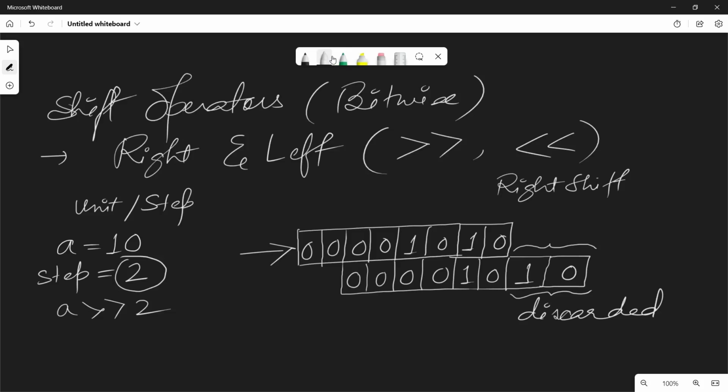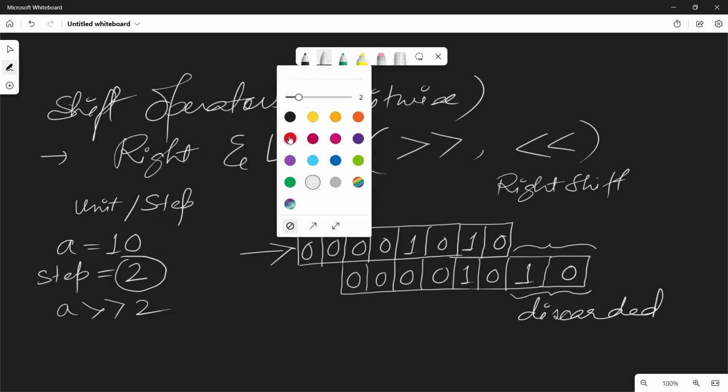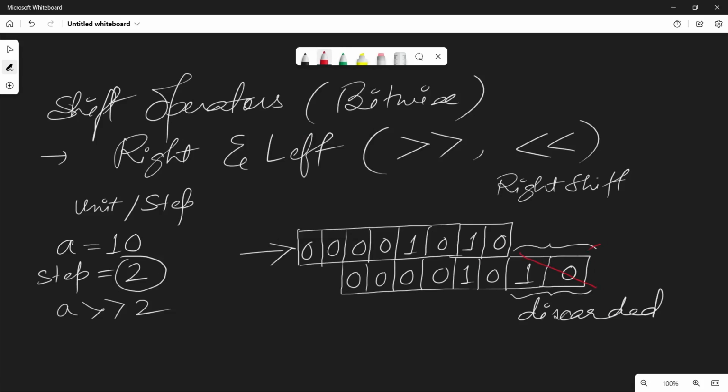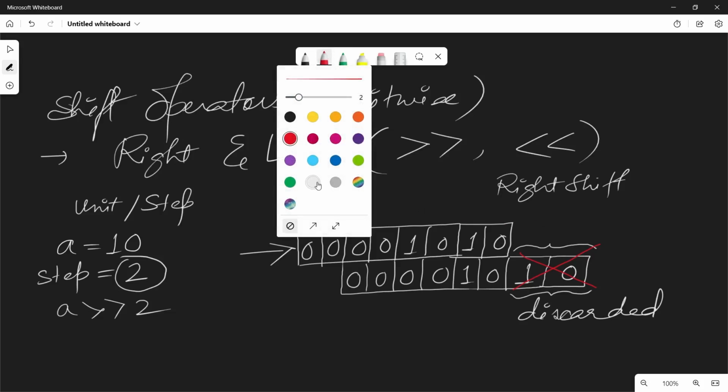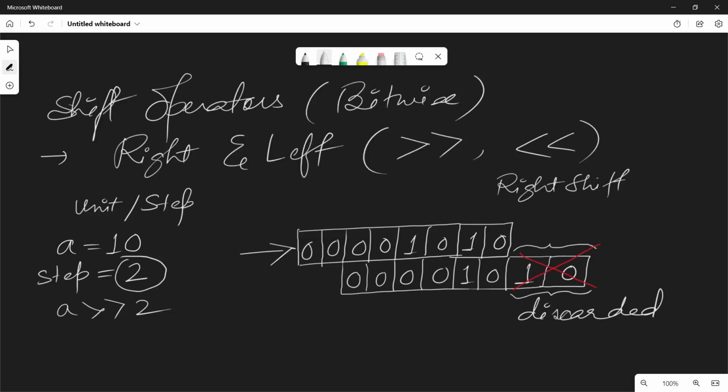Right. So what I will do, I will take a different color now. So let us take red, and here I will simply say these two are not required. Okay. Now what you do, you just draw 2 extra boxes here. Fine, like this. So 0 and 0. Fine. So this one here will be the final answer. Okay. So based on that, you can say that this is actually 2, right? 2 is the final answer.